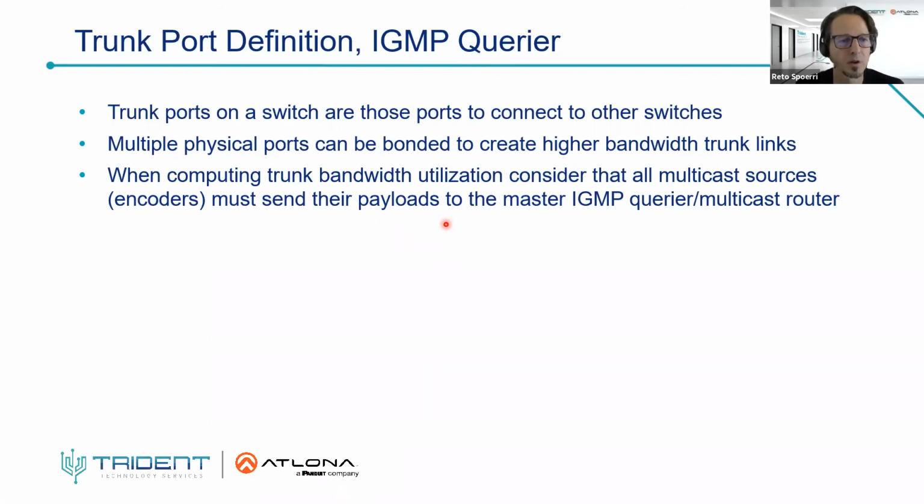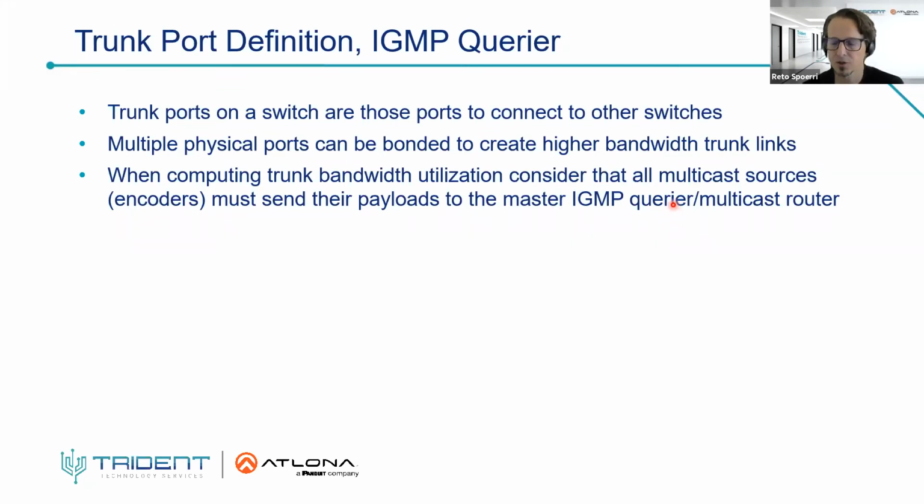So how do we compute or calculate trunk bandwidth utilization? We have to consider all multicast sources. So these are our encoders. And they are always sending their payloads, their video and audio packets to the master IGB carrier. It's either the IGB carrier or it's the multicast router. For smaller projects, it's an IGB carrier.